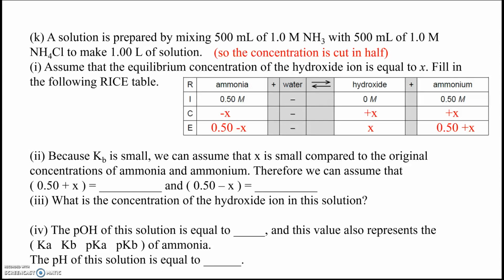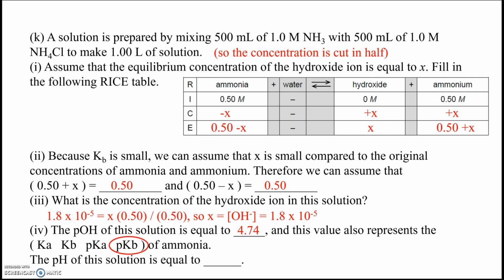And we can make the same simplifying assumptions that we have in all the others because the value of Kb is pretty small. So we see that when we solve for the concentration of the hydroxide ion in this solution, we solve for x, which is our OH-, and we get 1.8 times 10 to the minus 5. And the pOH of this solution is equal to 4.74, which also represents the Kb. And the pH of this solution will be 14 minus 4.74, or 9.26. So far, this is not very surprising to us.